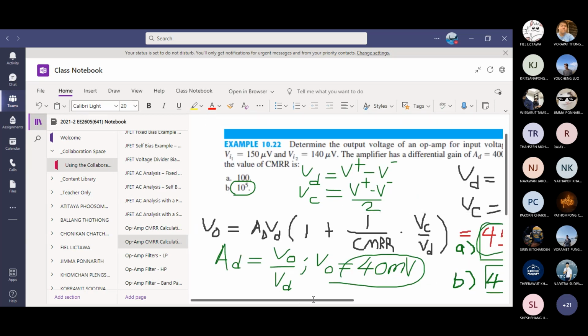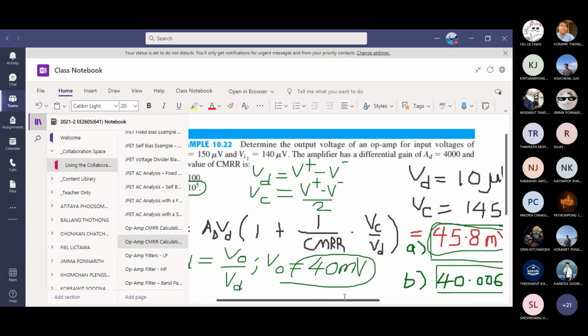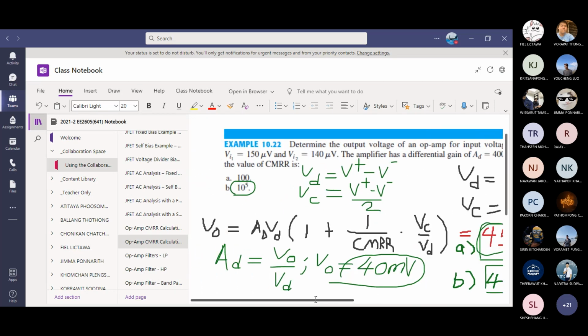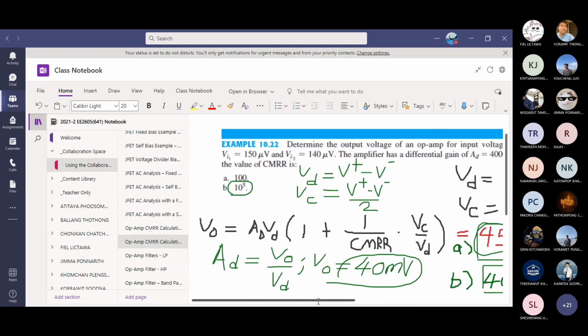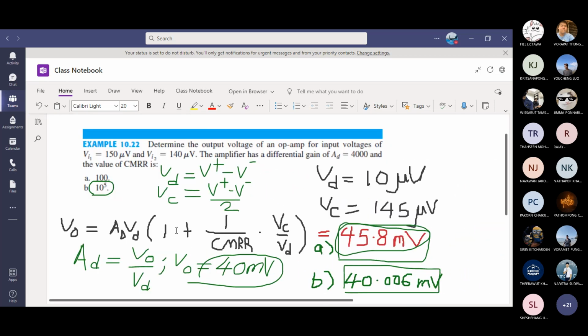We talked about example 10.22. Determine the output of an op-amp. You're given input voltages of 2 pins, given the differential gain, and common mode gain is not given. So you have to use that equation. Vout equals AdVd plus AdVd times this thing. You can find the differential voltage using V plus minus V minus, and then common mode by adding them and dividing by 2. This thing should be a plus sign, so there's a mistake here.